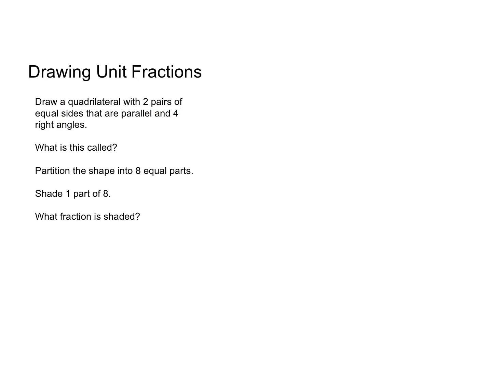Here is another one. Draw a quadrilateral, again 4-sided, with 2 pairs of equal sides that are parallel and 4 right angles. Okay, so once again, because I know I've got 4 right angles, I'm going to draw a rectangle again. So this is called a rectangle.